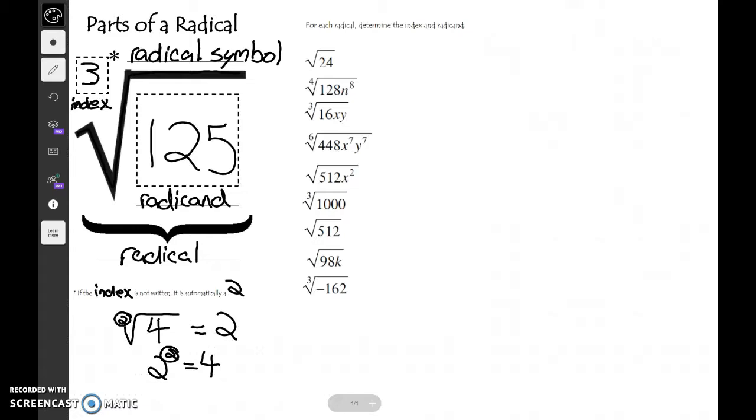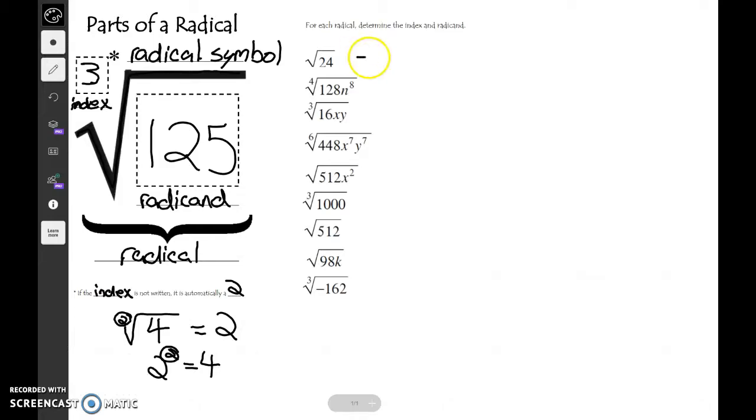Okay? Now, real quick, what I want you to do over here on the right-hand side, and this will be on the back of your page so you can flip it over, is go through and write down 2 things. I want you to determine what the index is, and I want you to identify what the radicand is. We'll do the first one together.